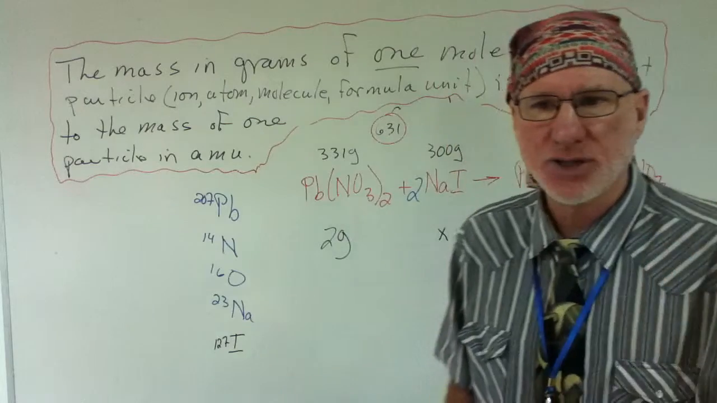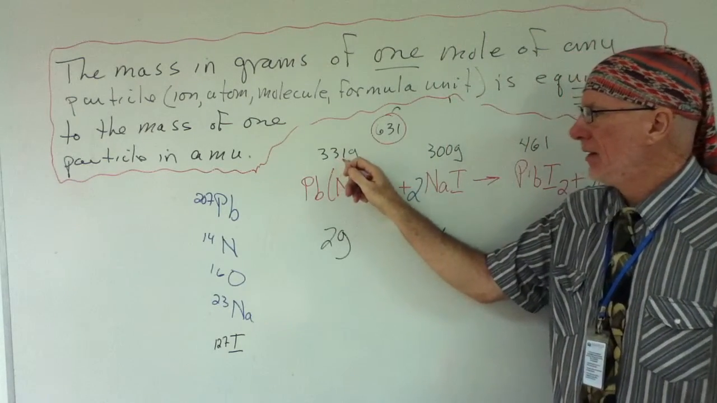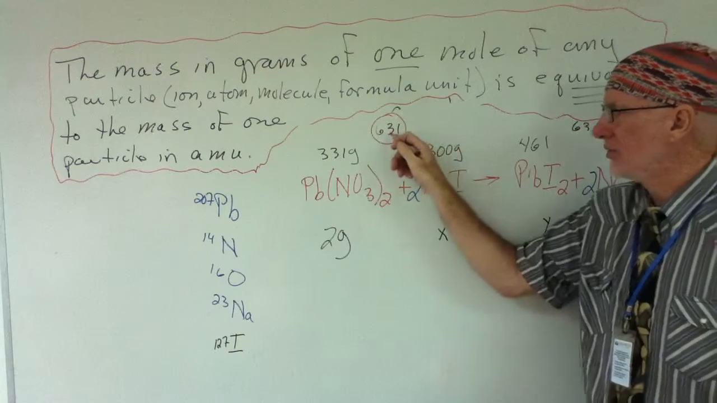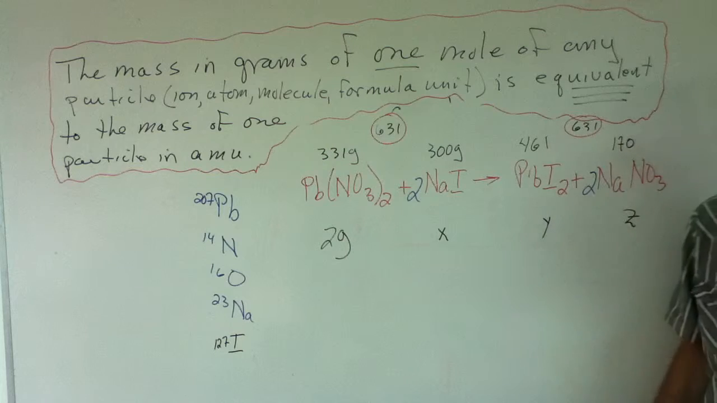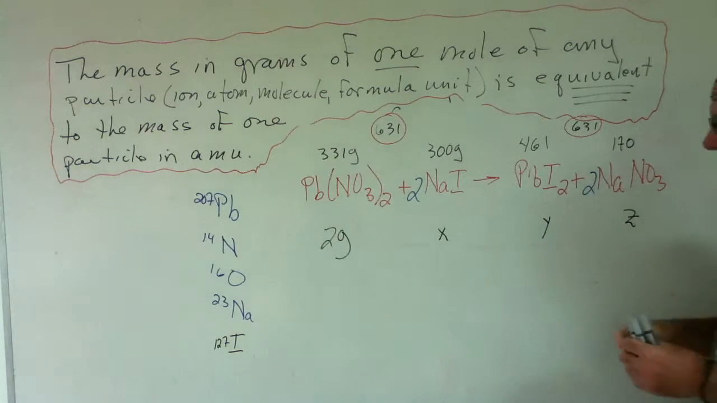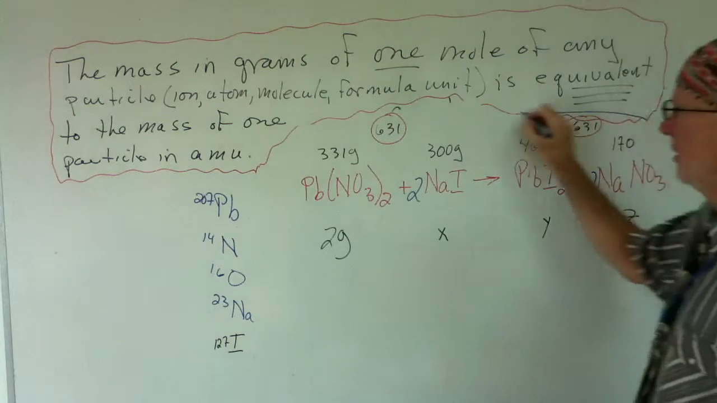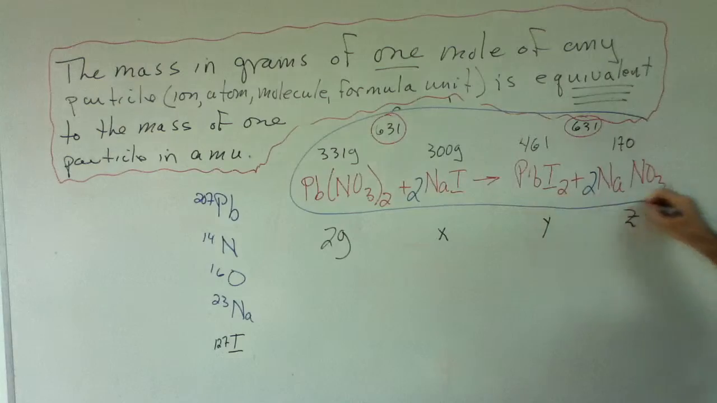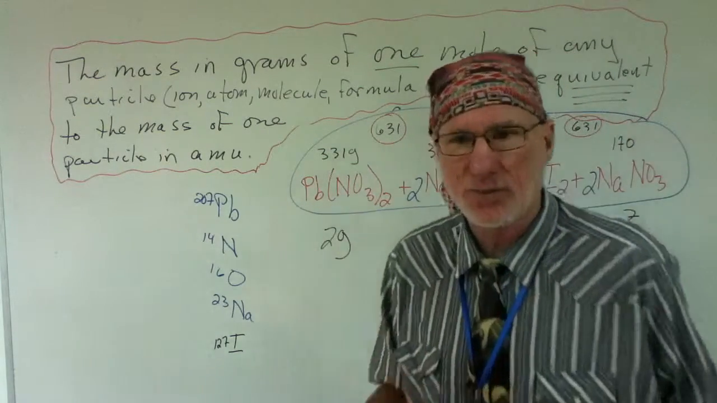The law of conservation of mass. You have 331 plus 300 is 631. 461 plus 170 is 631. Okay? But these are stoichiometric masses. So all I'm asking you right now is, do you understand this? Yep. Okay, good.